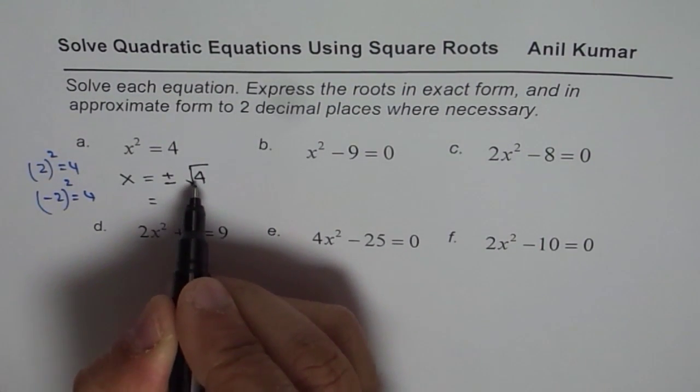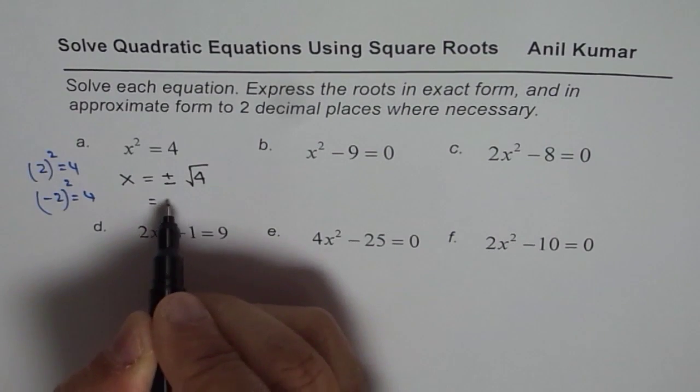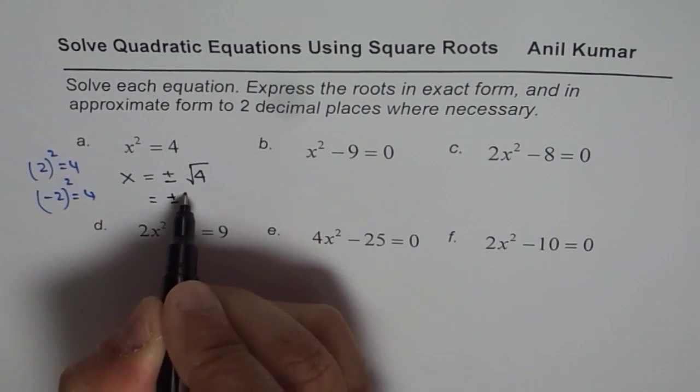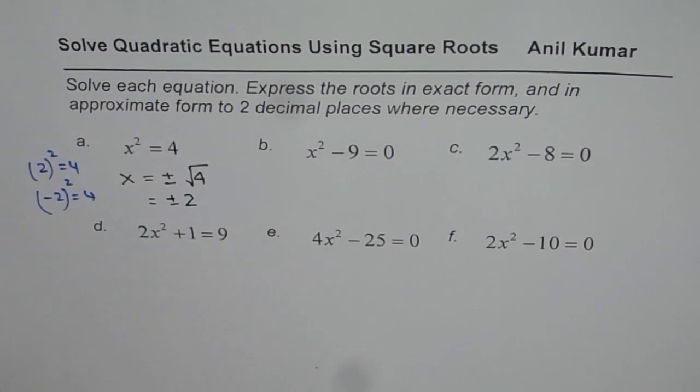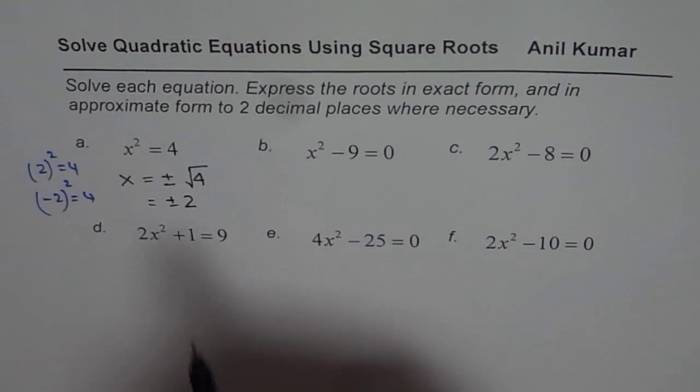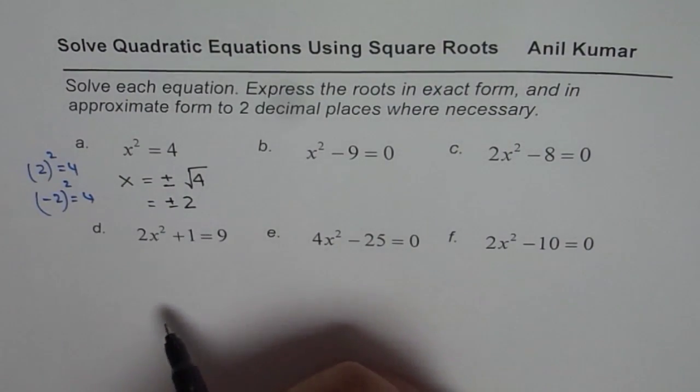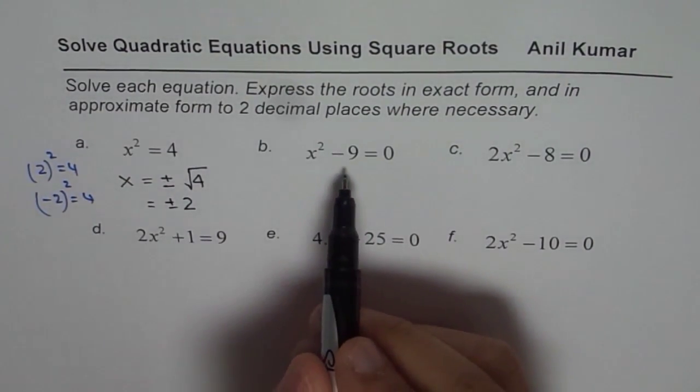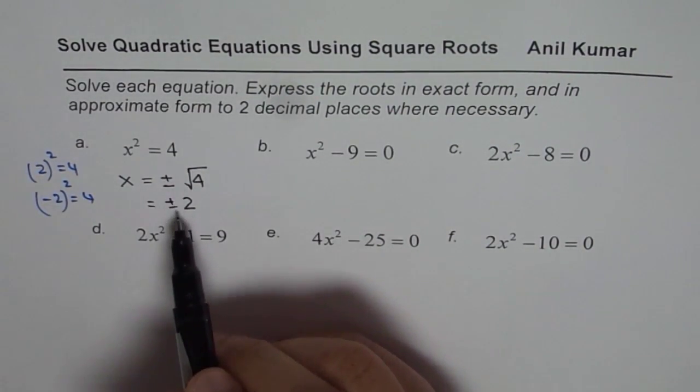So now the answer is square root of 4 is 2. So we could write this as plus minus 2. So that becomes the exact solution to the given equation, right? So we do not have to write it in decimals. That's the exact value. You can do this one following these steps.